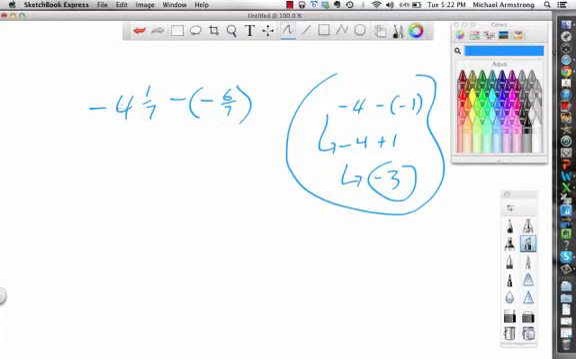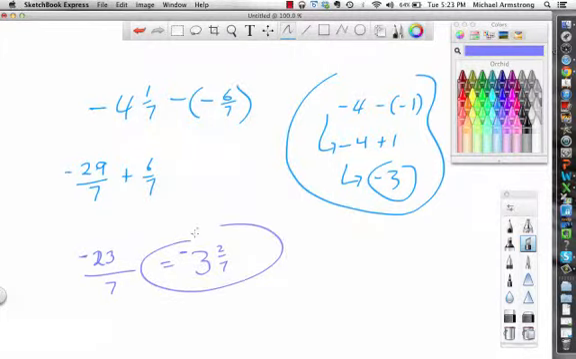But we're still going to do the same thing. 4 times 7 is 28, plus 1 is 29/7, still negative, plus 6/7, because minus a negative becomes plus. And when you have negative 29 plus 6, you end up with 29 take away 6, which is 23, still negative 7ths, and that ends up being 7 goes into 21 3 times with 2/7 left over, and remember that it's negative, so it continues being negative.